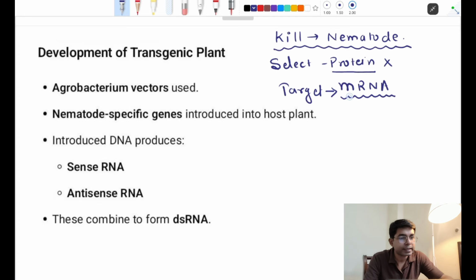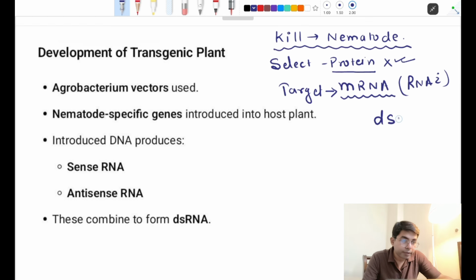We have already seen we will target mRNA through RNA interference. This is basic, we have already seen. The main point is that in the nematode we have to target a protein, and for that we need to target its mRNA. Now, how do we target this mRNA? We have already seen we will target the mRNA by forming a double-stranded RNA. Now the question comes, how do we get double-stranded RNA?